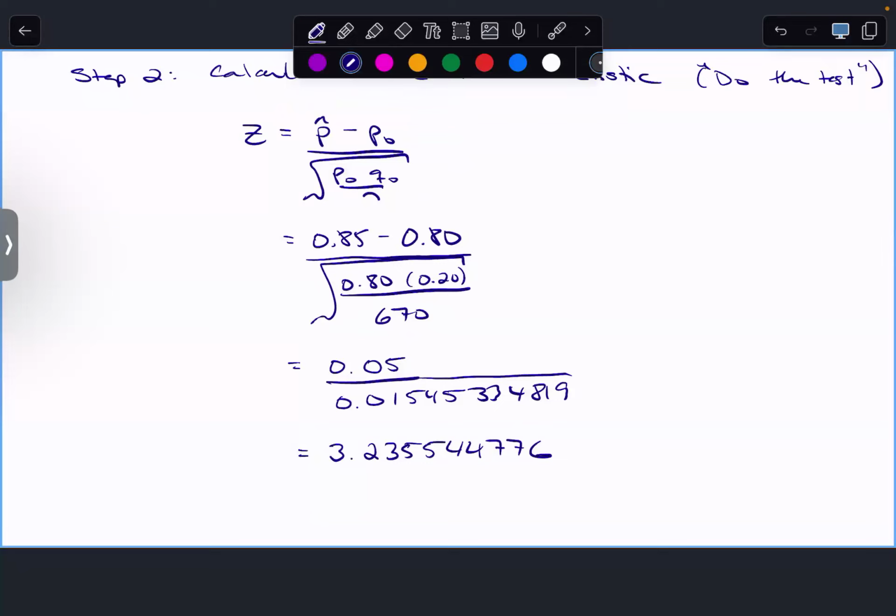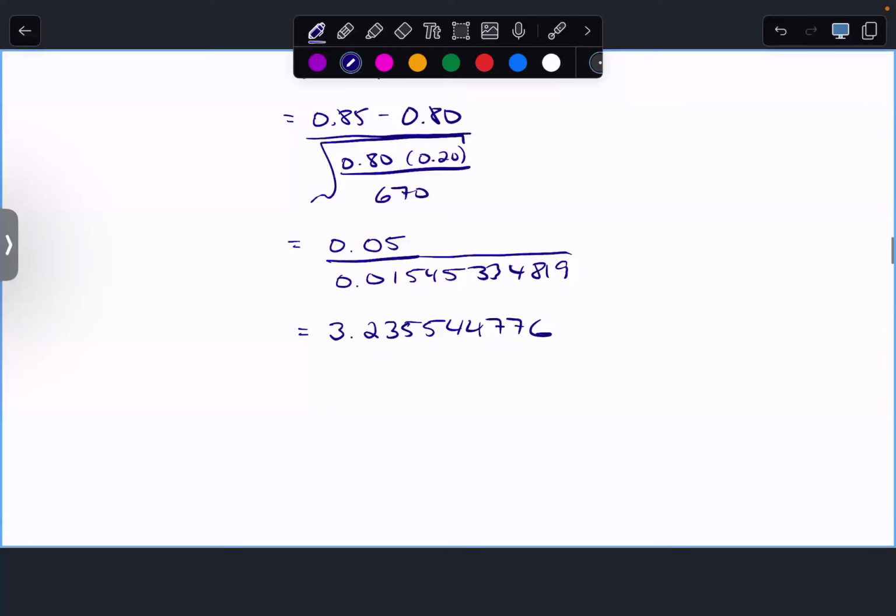That's a really large z, right? Right away, I anticipate rejecting the null hypothesis because it's 3.2 standard errors above my hypothesized proportion, which, yeah, it can happen, but it's unlikely. It's more likely that it came from some other population. So what can we do?